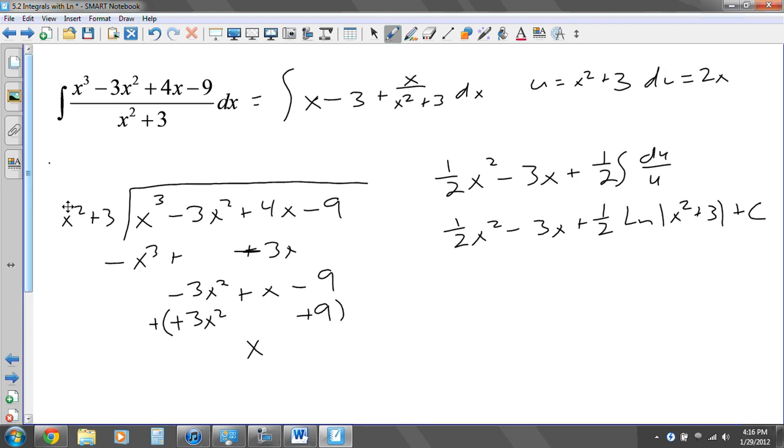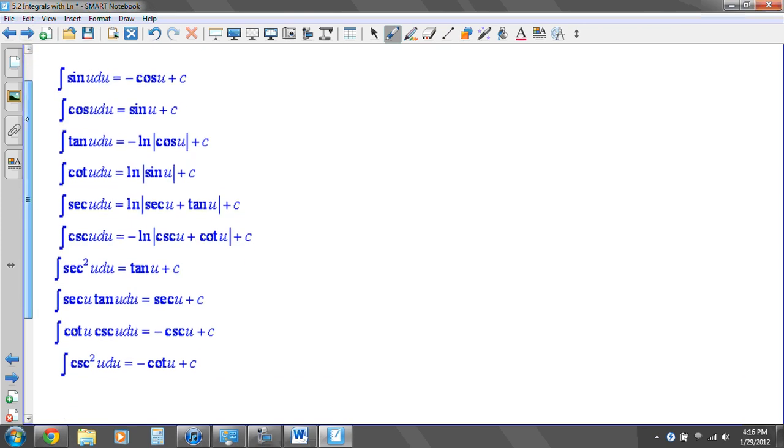Okay, now, knowing that the integral of 1 over x, or 1 over u, is ln of the absolute value of u, this allows us to come up with rules for integrating our other trigonometric functions. There's proofs of a couple of these in your book. I'm just going to lay the rules out for you. I've combined it with the ones that we already knew. So we knew the integral of sine of u was the negative cosine of u, since the derivative of negative cosine is sine. We knew this one also.